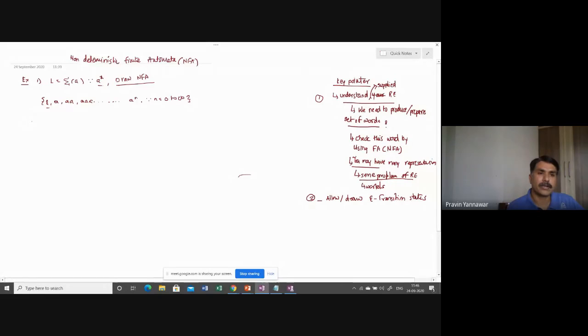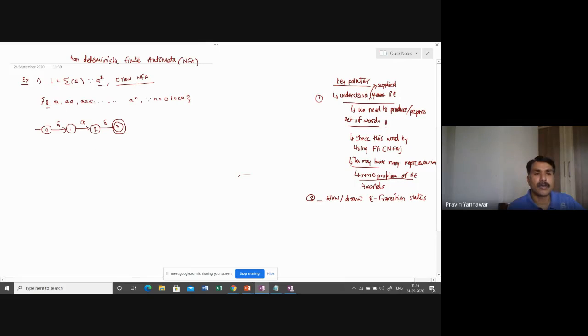Just go ahead with this now, drawing a non-deterministic automata. So simple case, let's go for this. This is my zeroth state. Then this is my state number one. Okay, so I'm going with epsilon. Then 0, 1 to 2, I'm going with A input, and from this I'm going to 3 with the same input, and this is going to be my accepting state.